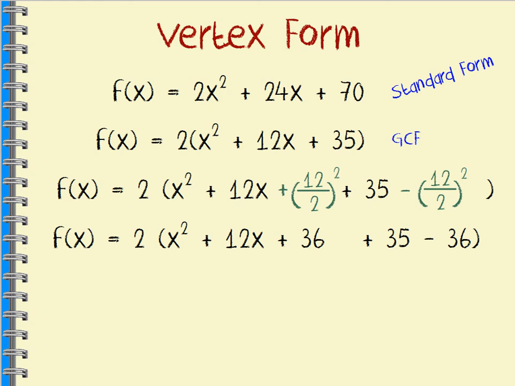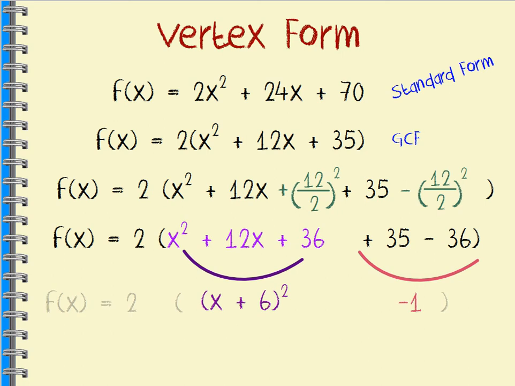The reason I did that is because now I'm going to take this portion of my equation, and that's my perfect square. I get x plus 6 quantity squared when I factor x squared plus 12x plus 36. Then I'm going to take the 35 minus 36 portion of my equation, and when I combine those like terms I get a negative 1. Then I'm going to write in the rest of my equation.